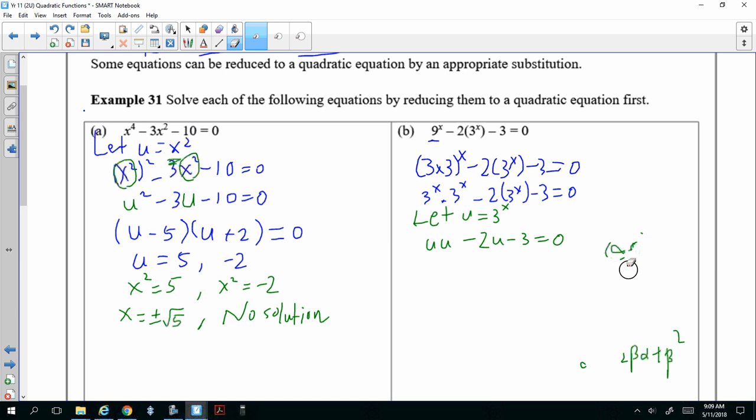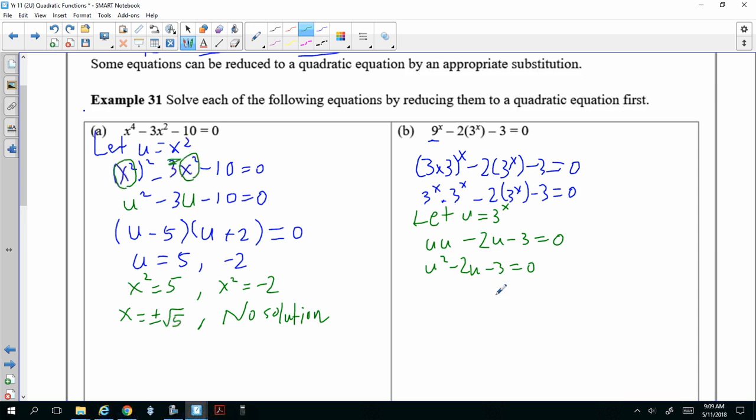Can you see again it's quadratic? The double u becomes u squared. So we'll go back to my pen. You get u squared minus 2u, and then factorize. So what would it be? Bracket something. Lisa, what do you get if you factorize? Perfect. Good. So u equal to 3 or negative 1.